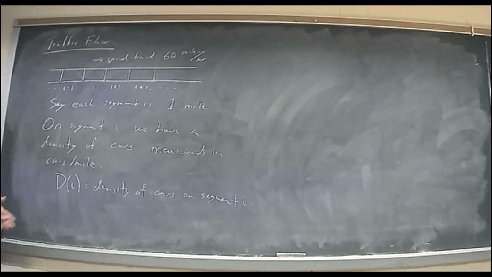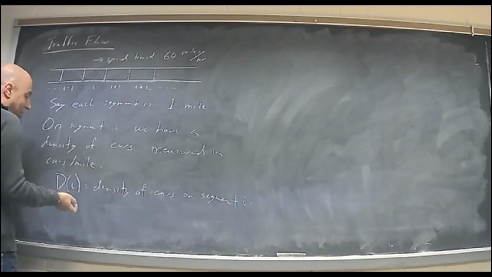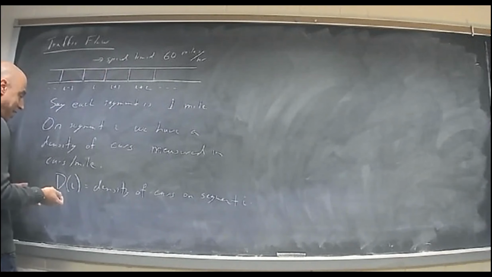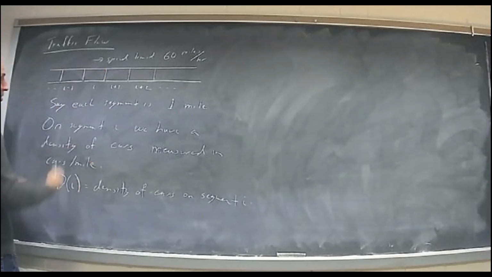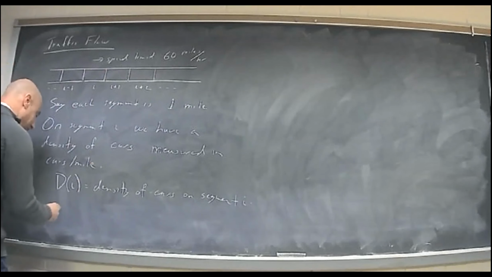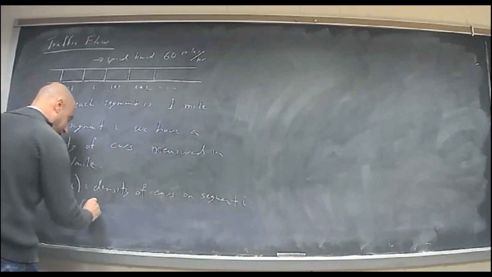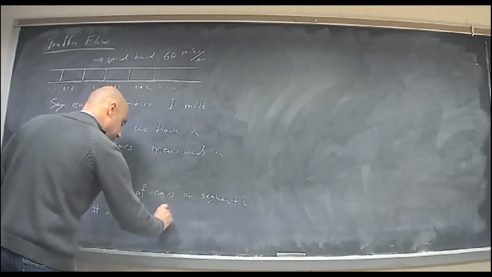There are 30 cars per mile on segment I, but since each segment is exactly 1 mile long, D of I also happens to be the number of cars on segment I. If there are 30 cars on segment I, there's 30 cars per mile on segment I because the segment is 1 mile long. So this also happens to equal the number of cars on segment.